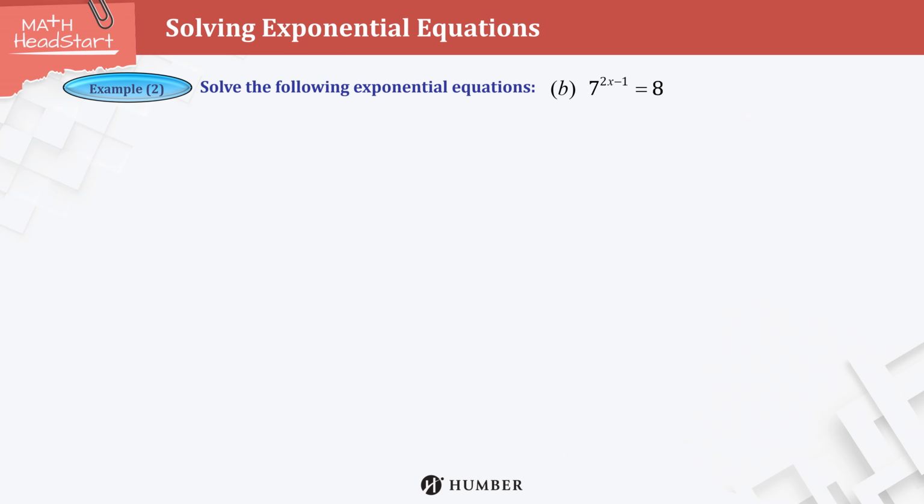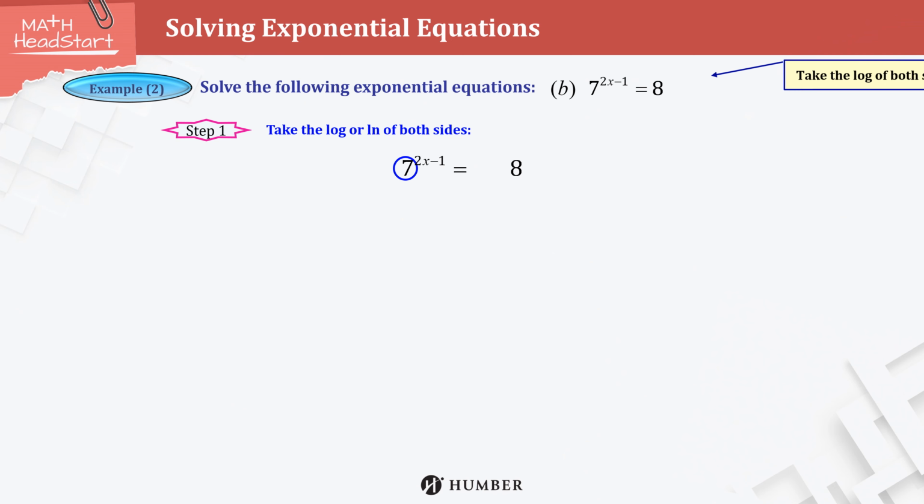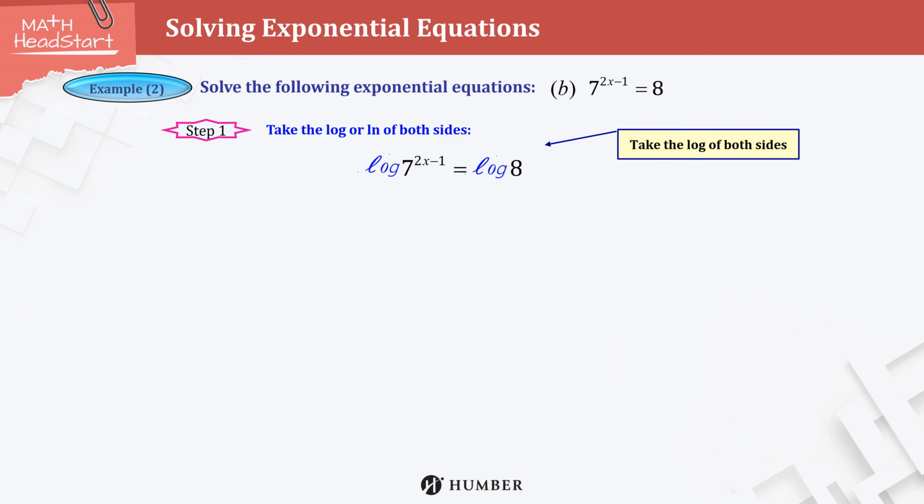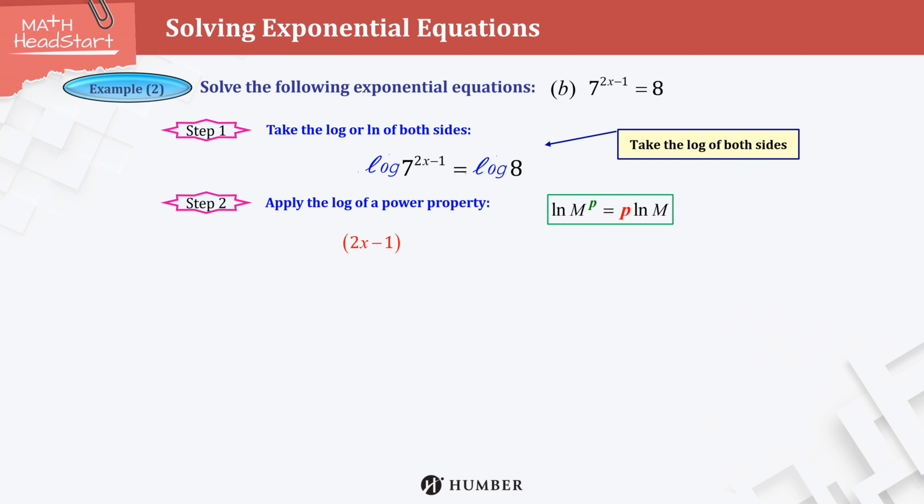Let's try a similar question. We have the base 7 on the left side. However, 8 cannot be expressed in the base 7 on the right side. Instead, we can again take the logarithm of both sides for these type of questions. As we have the base 7, we take the log. Please note that log has base 10. Then apply the power rule of log to get the left side as bracket 2x minus 1 times log of 7 equals log of 8.